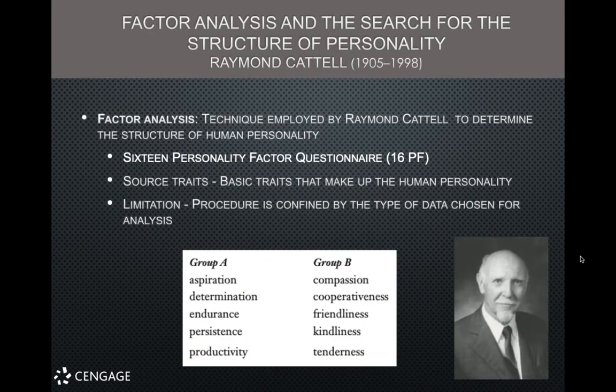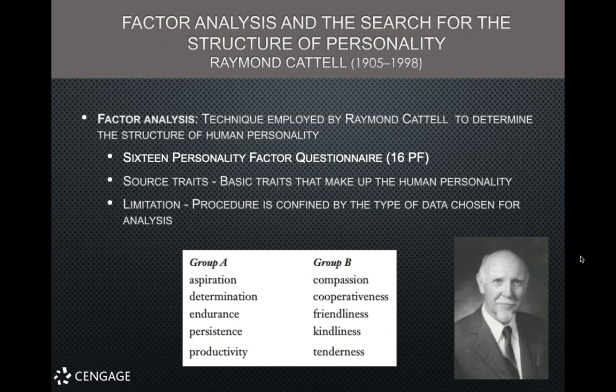The next theorist we'll discuss is Raymond Cattell. Now, Raymond Cattell was known for factor analysis and the search for the structure of personality. As we get closer to the theorists we'll be talking about and to the present day and age, we will see how the Big Five theory of personality, which is the gold standard way of understanding personality, came to be. So, one of the famous predecessors of this was Raymond Cattell.